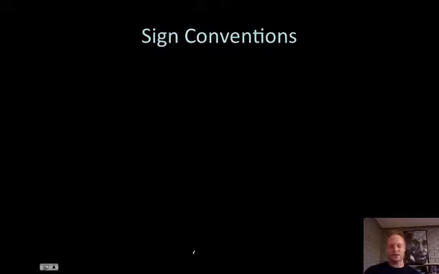The last thing, and this is pretty simple, at least I think anyway, is dealing with basically sign conventions. And sign conventions are basically an arbitrary thing. They are completely up to you in terms of how you want to do it. But once you pick some sign conventions, I recommend sticking with it.